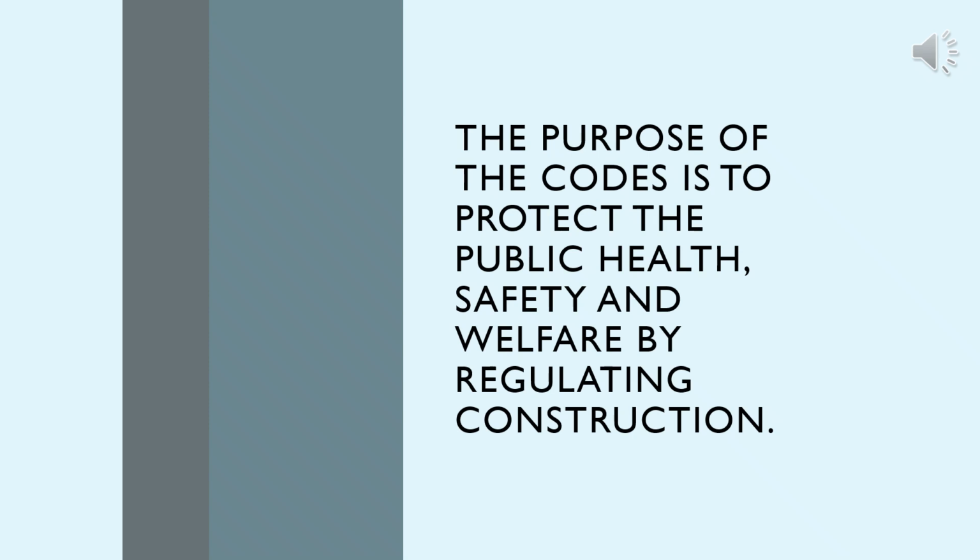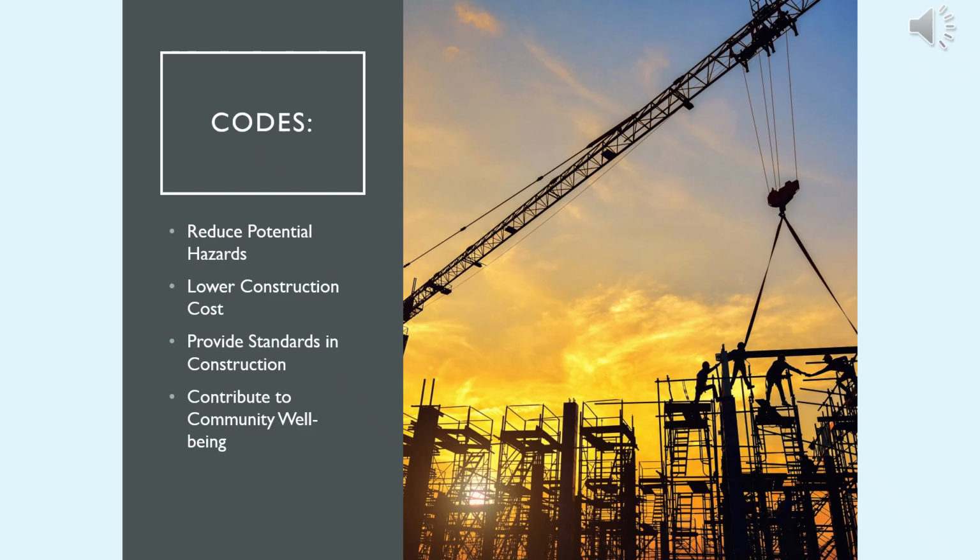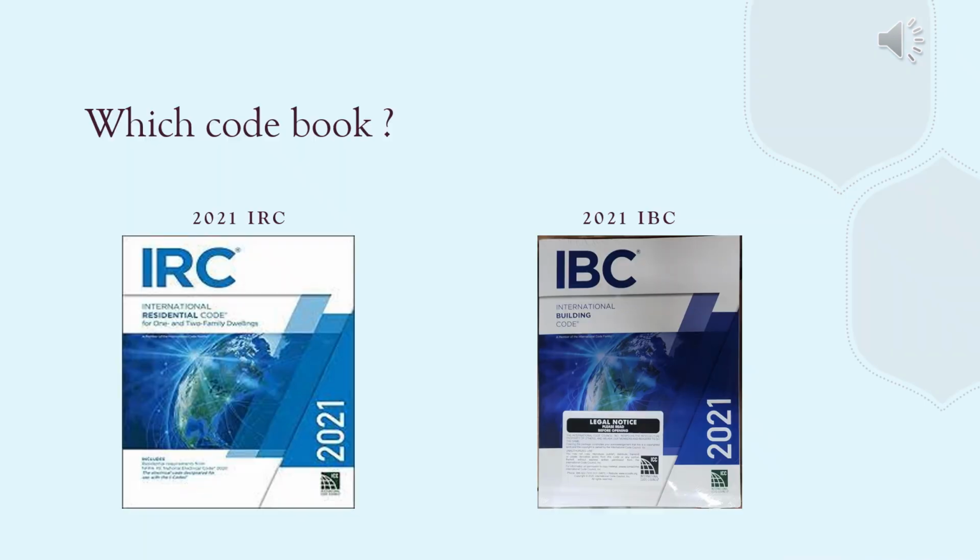So a quick review on a couple of things. The purpose of the codes is to protect the public health, safety, and welfare by regulating construction. Proper implementation of the codes helps to reduce potential hazards, lower construction cost overall, provides a standard in construction, and it contributes to the community well-being. So we need to be in the right code book, right? So it's going to be the residential code or the building code. We're going to kind of touch on the differences and which code book you should be in.